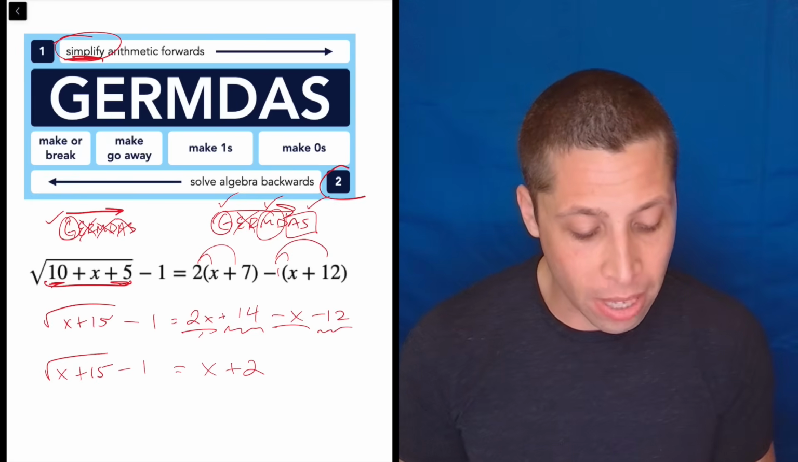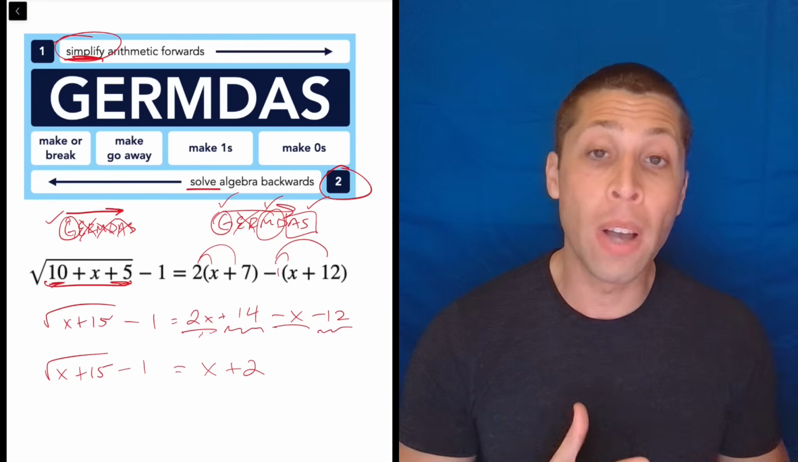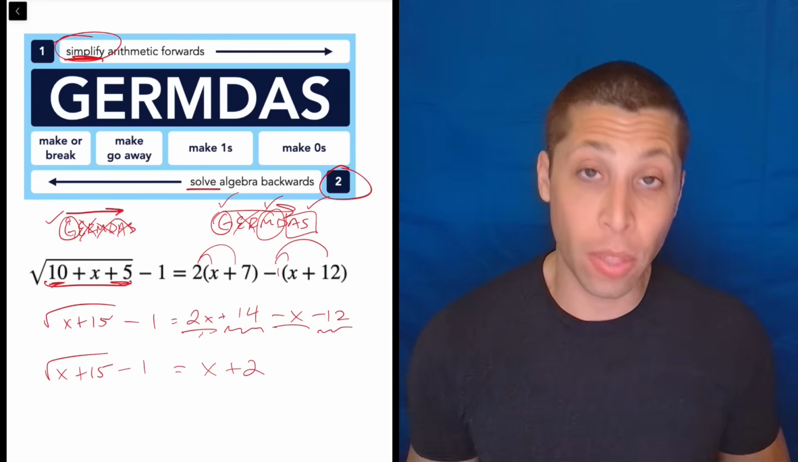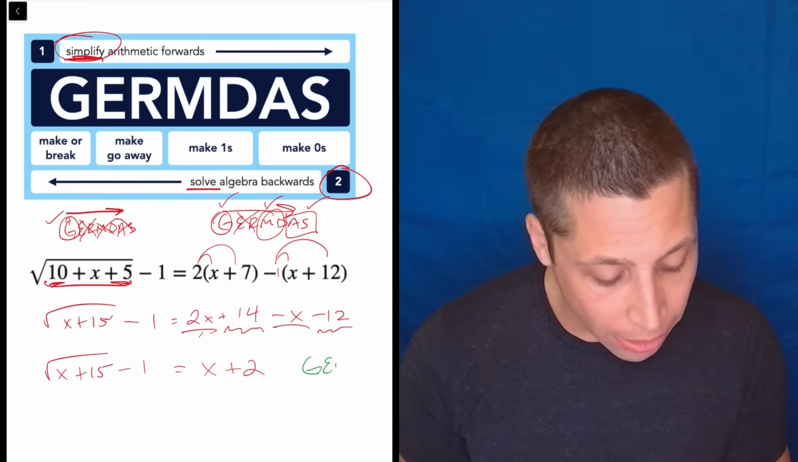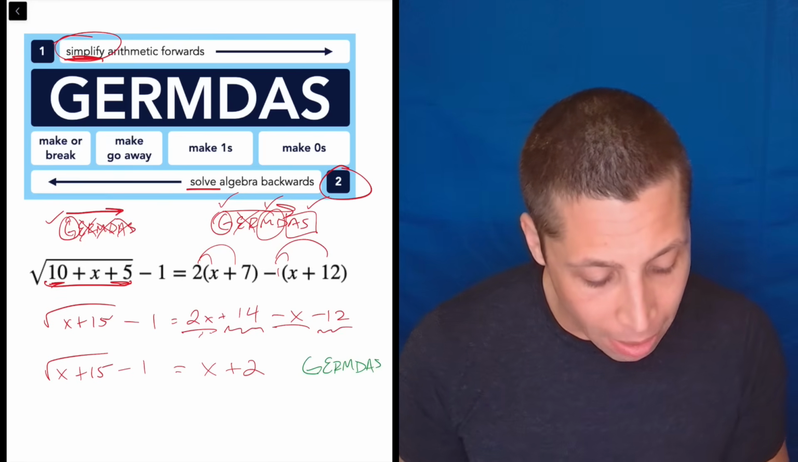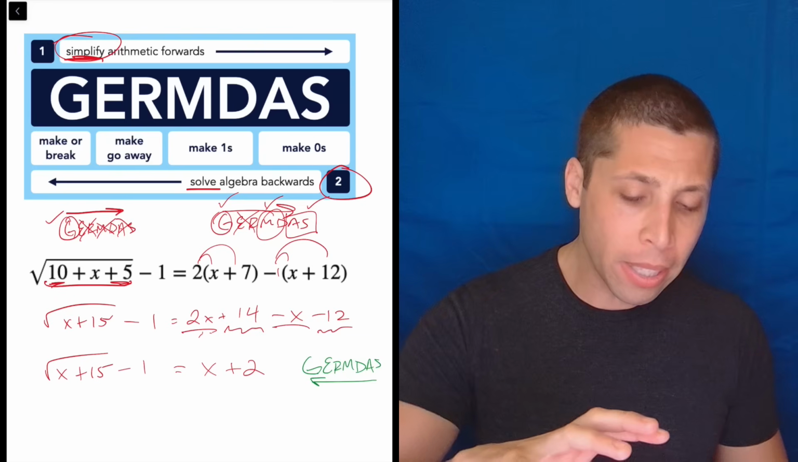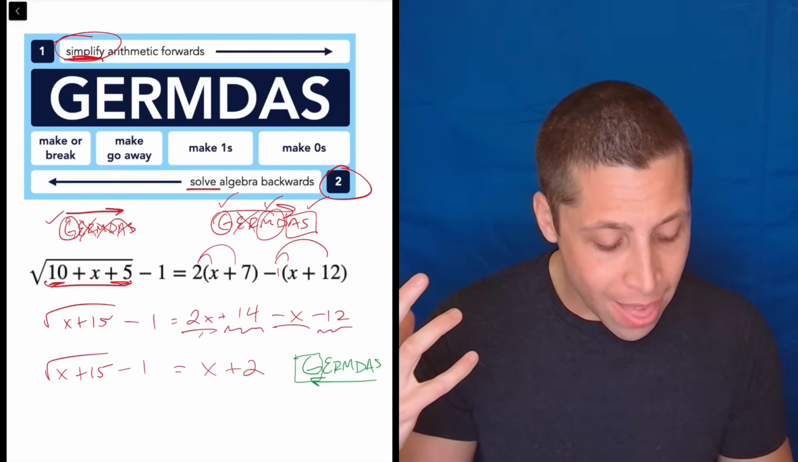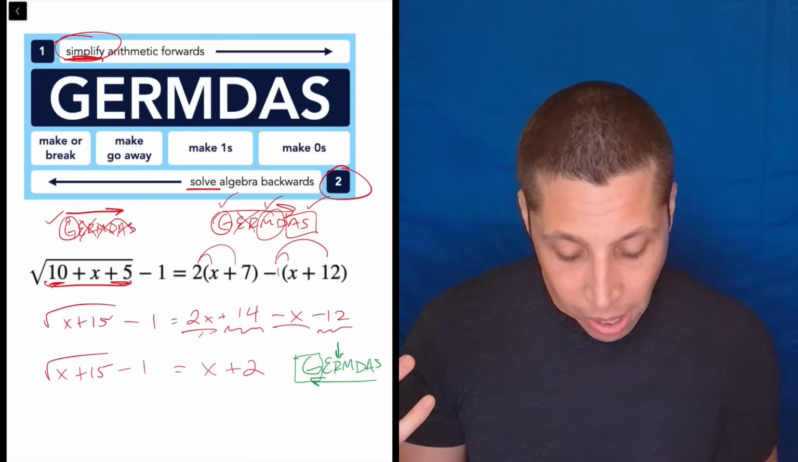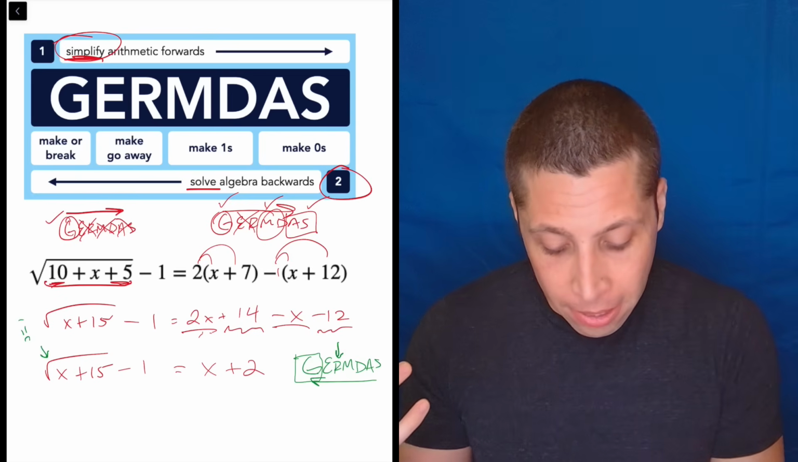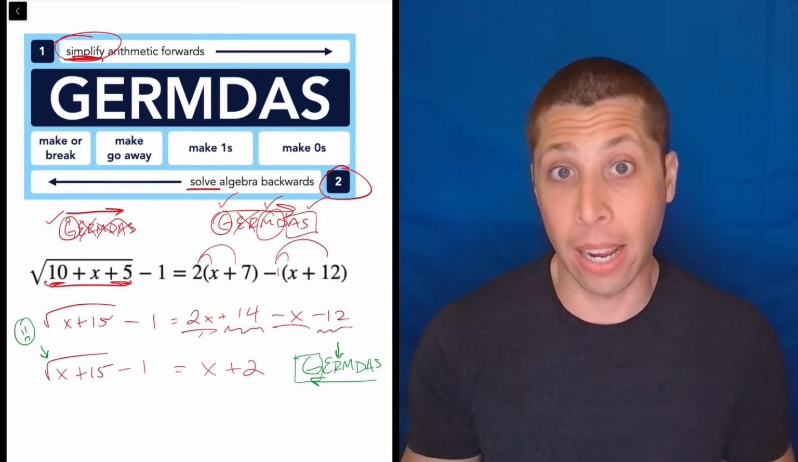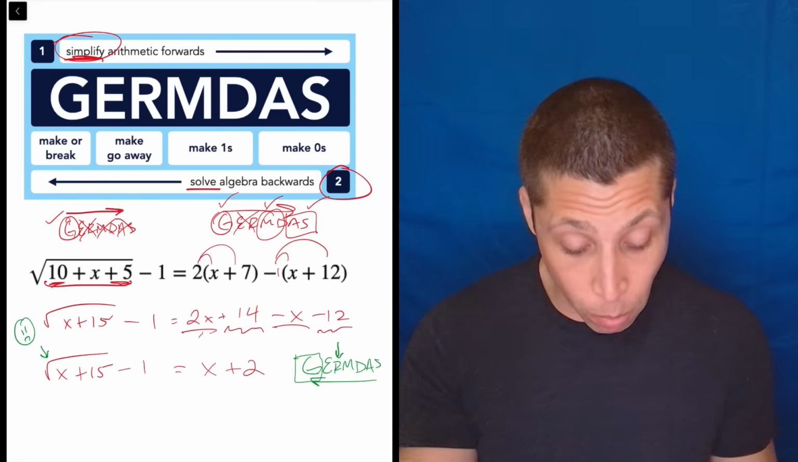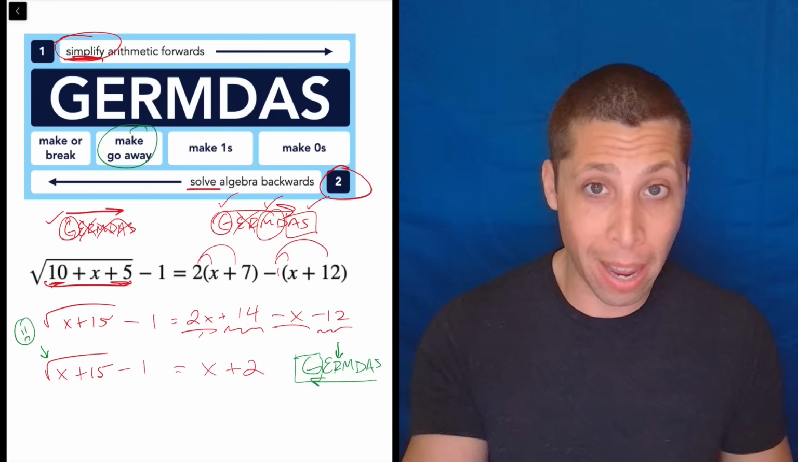But now we have to move to step 2, which is to solve. We're going to move backwards now through GERMDAS, trying to solve this thing, and we have to start moving things across the equal sign. So again, I'm thinking about GERMDAS, but now I'm working backwards. And ultimately, the thing I'm planning ahead for is that I have a grouping that is a radical right here. And this is a problem. This is going to be the biggest pain in the neck of this question. So I know that the only way I can deal with it is to make it go away, right? ER, make them go away, exponents and radicals.